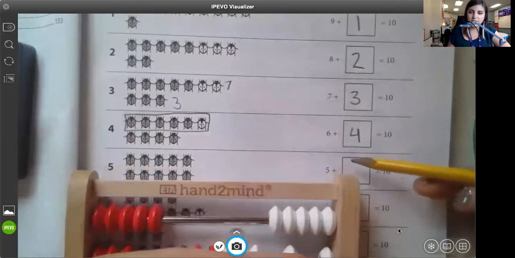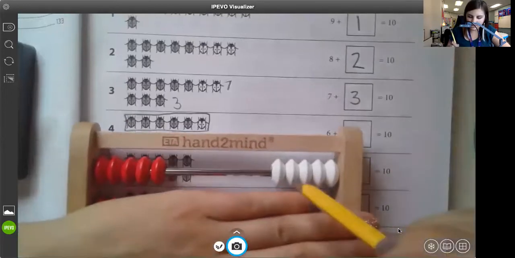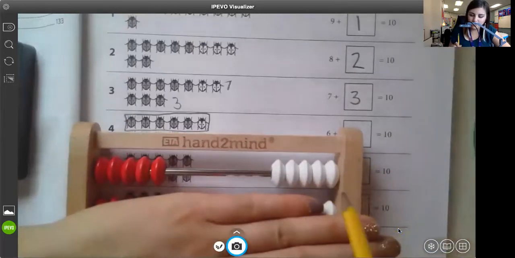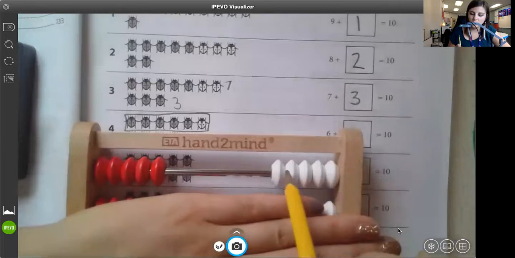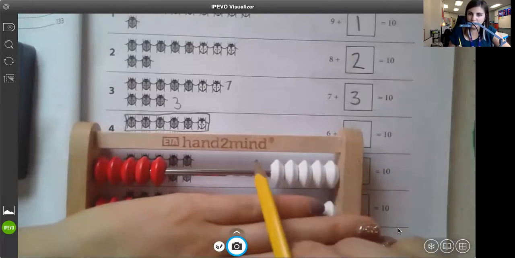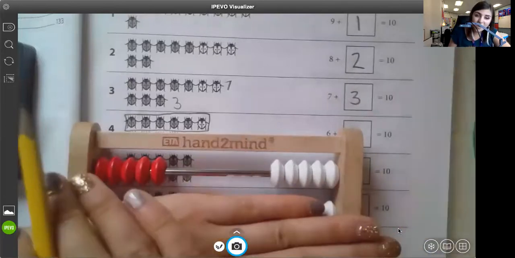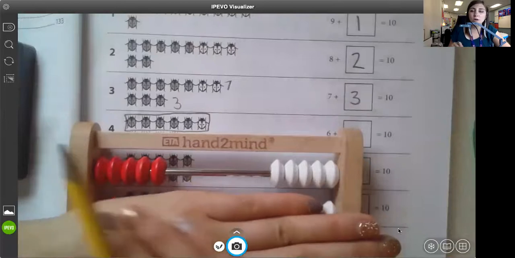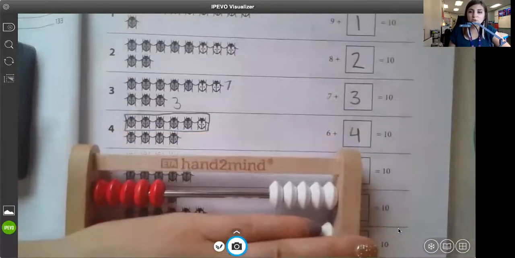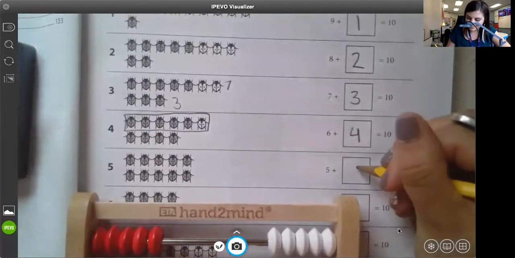So let's look at the equation. It says 5 plus something equals 10. How many haven't we pushed over to make 10? 1, 2, 3, 4, 5. Or looking at it with computational fluency, we know all the reds are over here and all the whites are over here. And we know 5 red beads are on the top row, 5 white beads are on the top row. So 5 plus 5 equals 10. Good job.